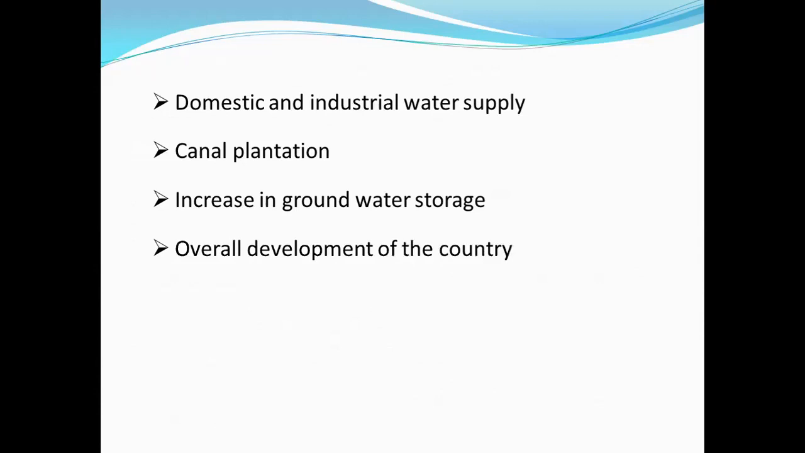The next benefit is overall development of the country. Provision of irrigation facilities leads to an overall development of the country. How? The supply of irrigation water leads to an improved agricultural pattern, increased crop yield, and increased employment, right? Due to the increase in the agricultural revenue of the state and the rise in the living standard of the people, schools, hospitals, and other facilities are also provided.